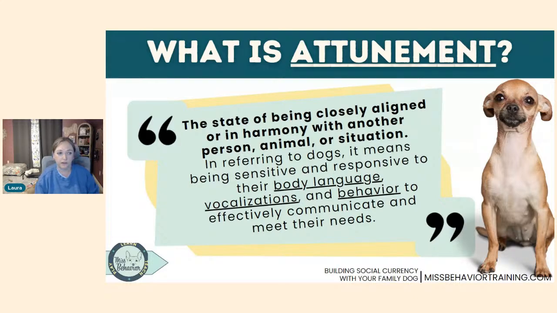In slightly simpler terms, attunement is basically: am I paying attention to you? And not just the big things, but am I attuned to some of the smaller behaviors that you're offering me that let me know how you're feeling? That's where we really do have to become body language experts, especially on your own dog. It doesn't have to be on all dogs, although it's pretty general.